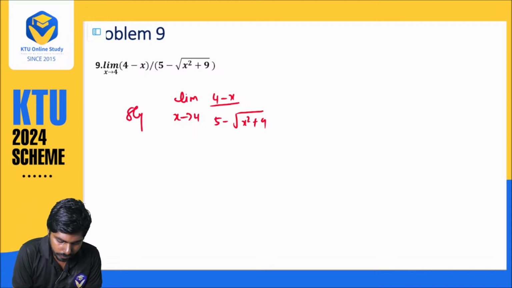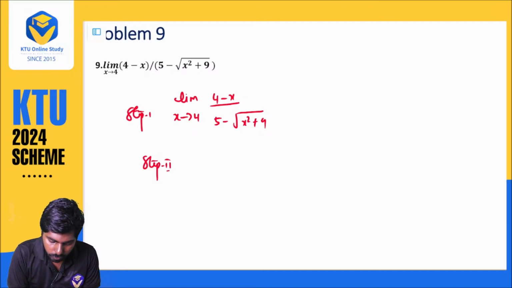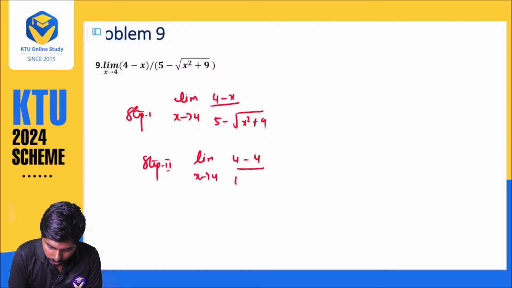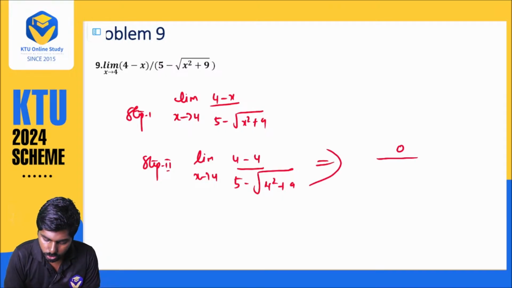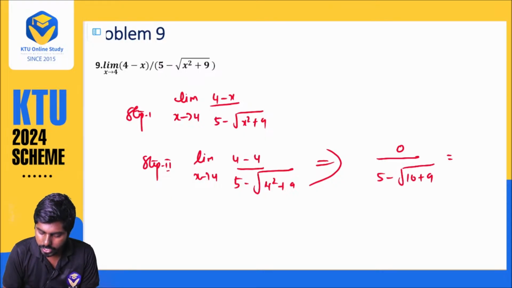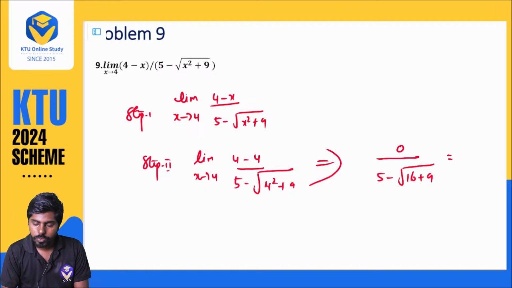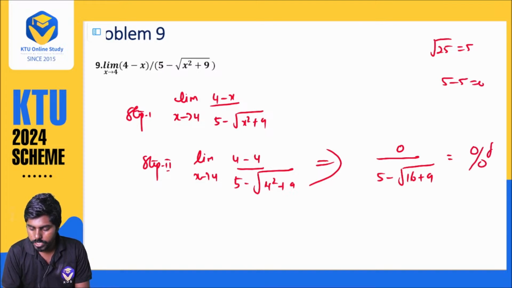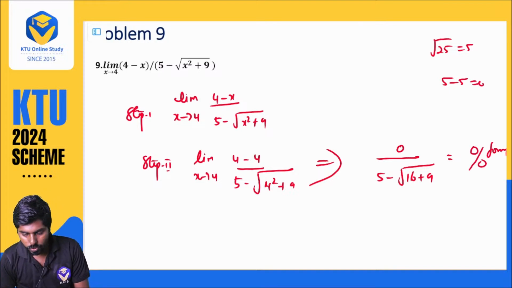Just apply the 4. This is step number 1. Step number 2: when you are applying the 4, what will we be getting? Limit x approaches 4, 4 minus 4 divided by 5 minus root of 4 square plus 9. So it will be 4 minus 4, 0, divided by 5 minus root of 16 plus 9. 16 plus 9 is nothing but 25. Root 25 is 5. So 5 minus 5 is equal to 0. So we will be getting 0 by 0 form.